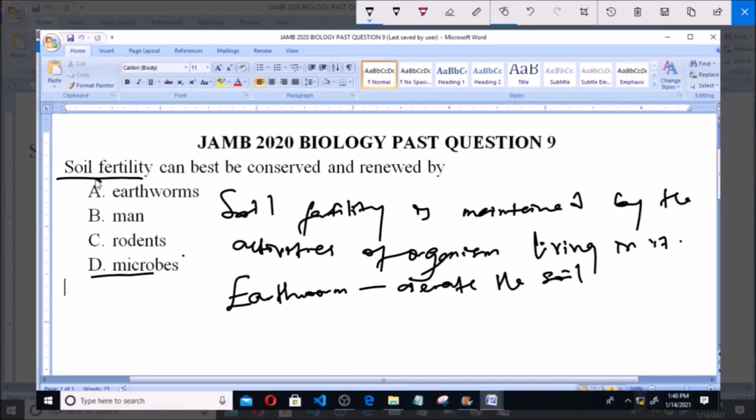But earthworms improve soil fertility, and that's why earthworms are referred to as the farmer's friend or friend of farmers, because they help to aerate the soil and also add nutrients to the soil. So the answer to this question is option A, earthworm.